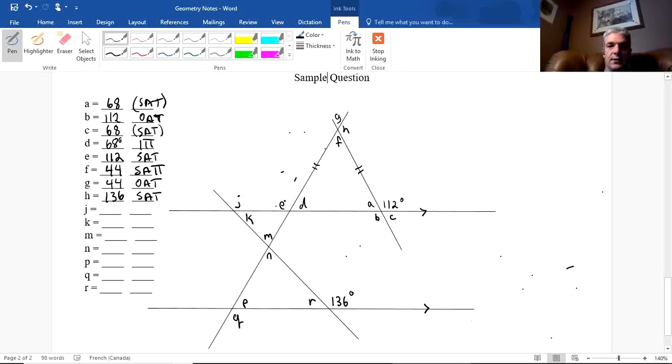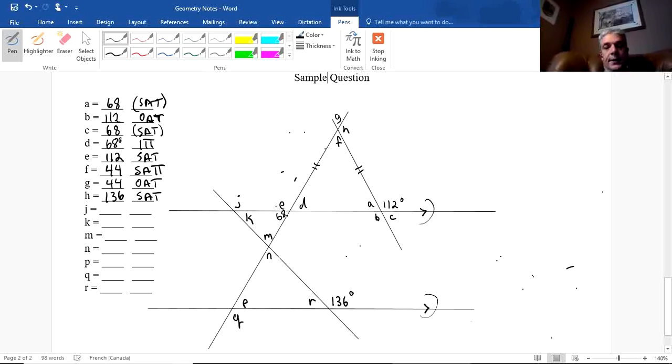Now we got to start figuring out what is going on here. I do notice that I have a couple of parallel lines. These two lines are parallel, and these marks tell me that. And I have 136 here. I'm not sure I have anything I can find here, but I might note that this is 68 right here because it's equal to D. Now there's no letter there. It's not asking for that, but that might come in handy because that'll give me another interior angle here, okay?